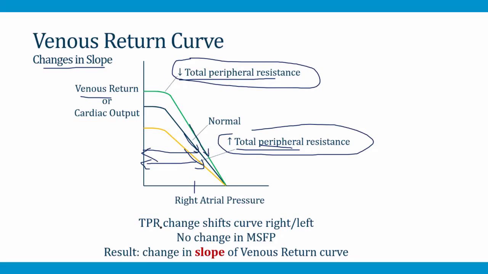So I've summarized these changes at the bottom. TPR changes can shift the venous return curve right or left, but they don't change the MSFP. This point remains the same, the point that you would get if there were 0 cardiac output in the system.